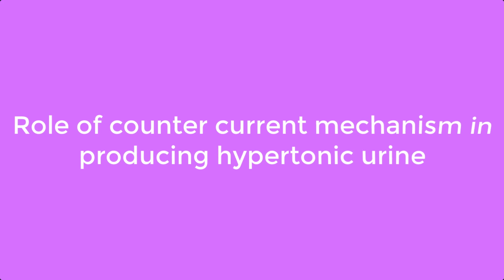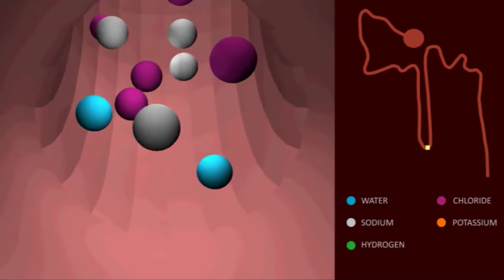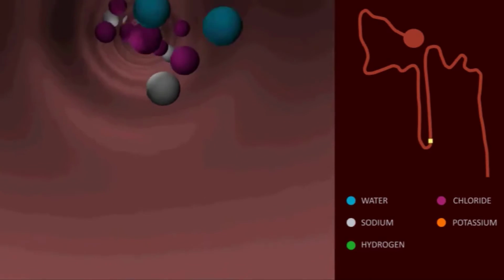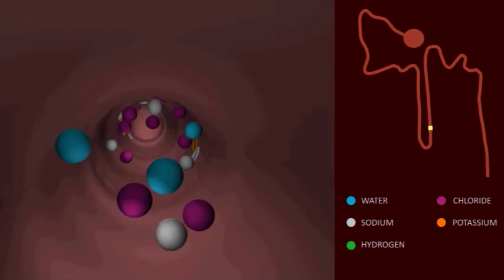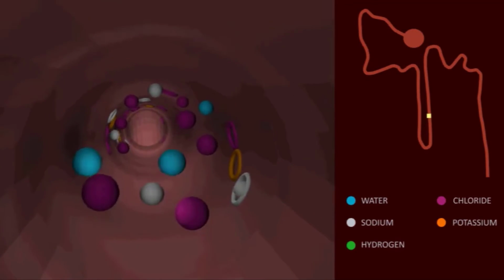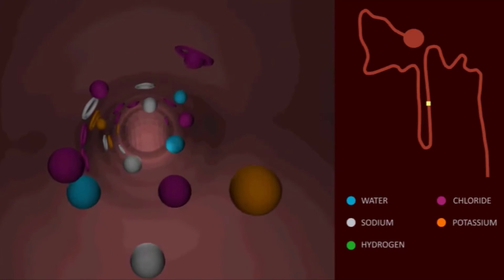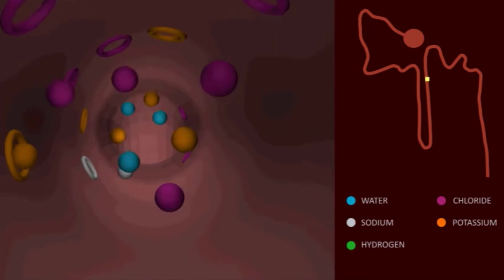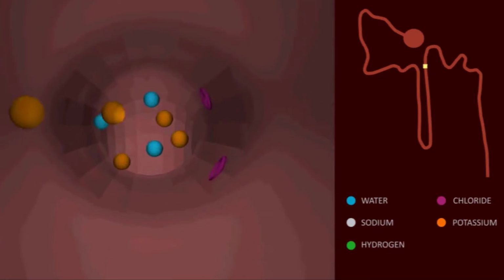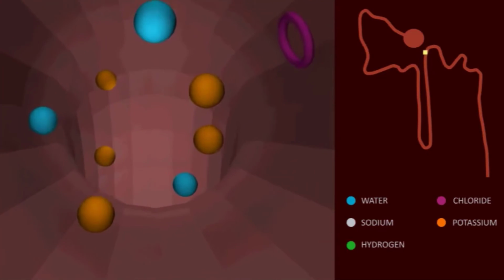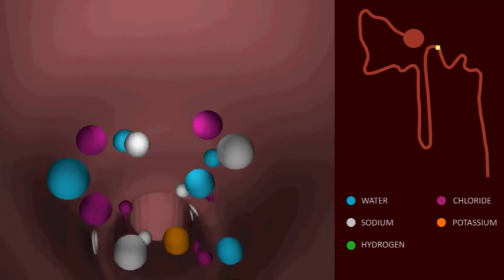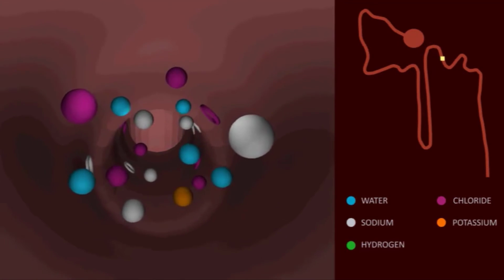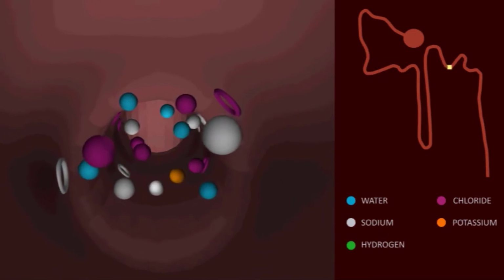The countercurrent mechanism has a very important role in producing hypertonic urine. As the tubular fluid passes through the descending loop of Henle, more water gets reabsorbed into the blood, but sodium and other ions do not get reabsorbed. Hence, the osmolarity of the tubular fluid increases. As the tubular fluid passes through the ascending limb, some of the sodium ions get reabsorbed, lowering the osmolarity of the tubular fluid. Finally, when the tubular fluid passes through the DCT, hormones like ADH and aldosterone cause some more of the sodium ions to be reabsorbed in the renal medulla. This increases the osmolarity of the tubular fluid again.